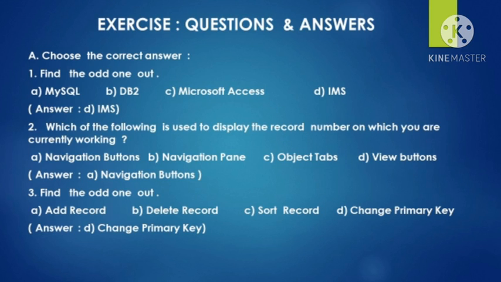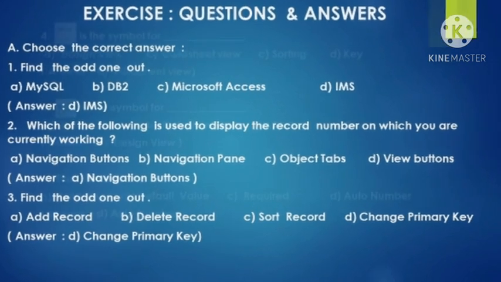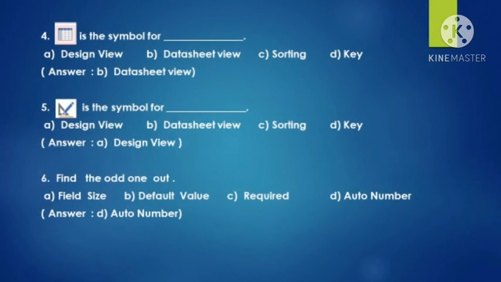Question number 3. Find the odd one out. The options are A, add record, B is delete record, C, sort record, D is change primary key. The correct answer is D, change primary key. The next slide contains the next part of questions and answers.